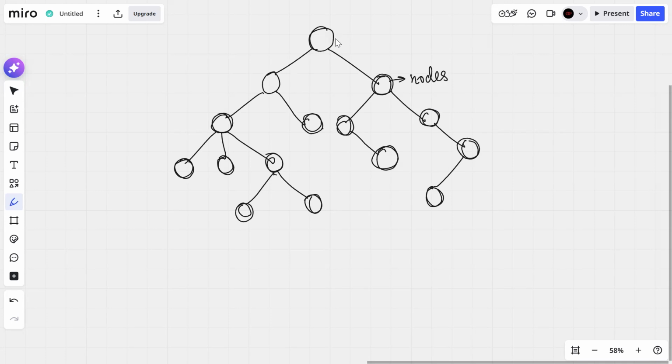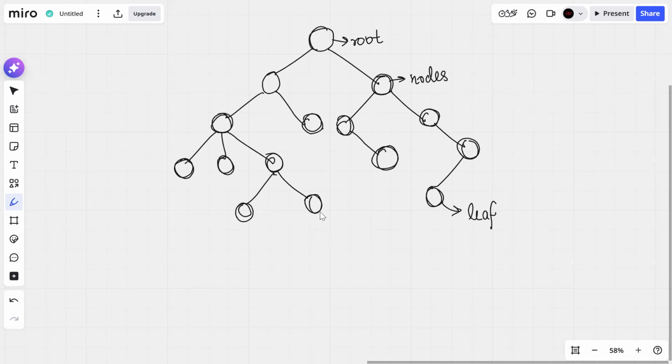Our very first node, where the tree starts, is called the root node, because that's where our tree starts. And where the tree ends, see these three nodes, that's where my tree ends. There are no children after them, so I call them leaves. Those are the leaves of the tree. So we know what a root, node, and leaf are.